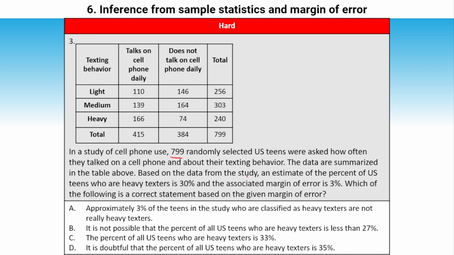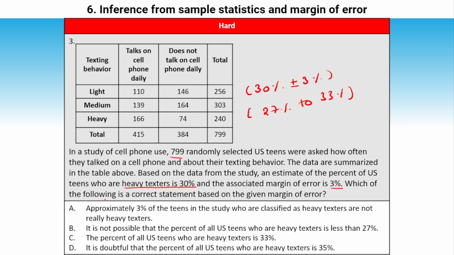Based on the data from the study, an estimate of the percent of US teens who are heavy texters is 30% and the associated margin of error is 3%. Which of the following is a correct statement based on the given margin of error? That means 30% is our estimation and the margin of error is plus or minus 3%. That means our estimation lies between 27% and 30 plus 3, which is 33%. So our estimation lies between these two percentages.